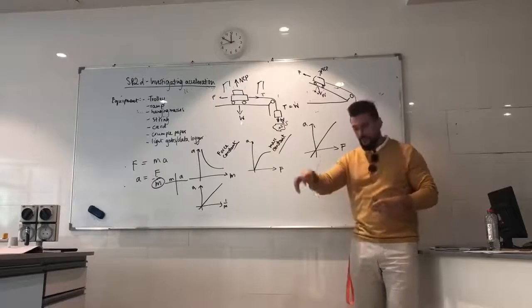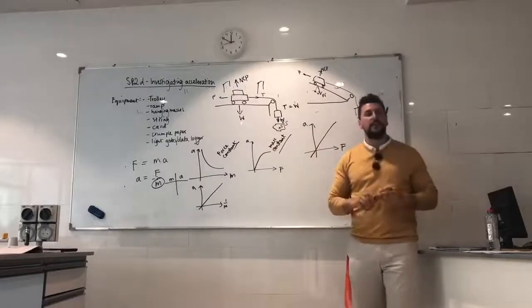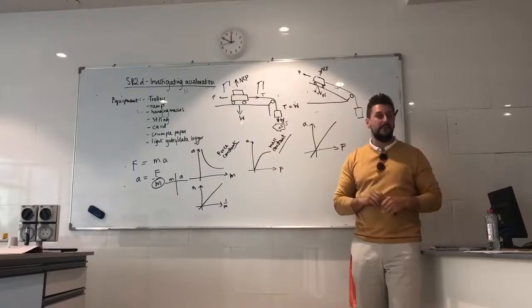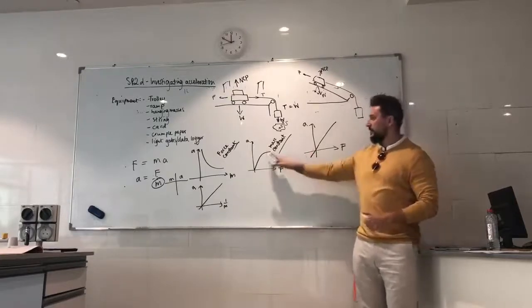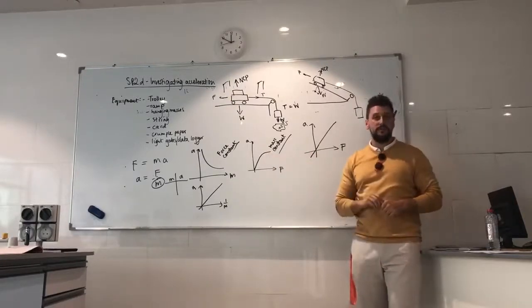Add my string back, move the mass from the trolley, add it to the hanger, and I increase force, which is directly proportional to acceleration now. There is no effective friction on this anymore.